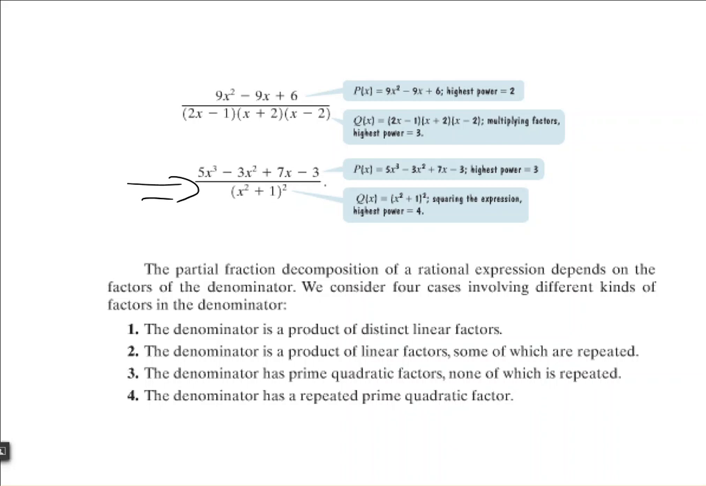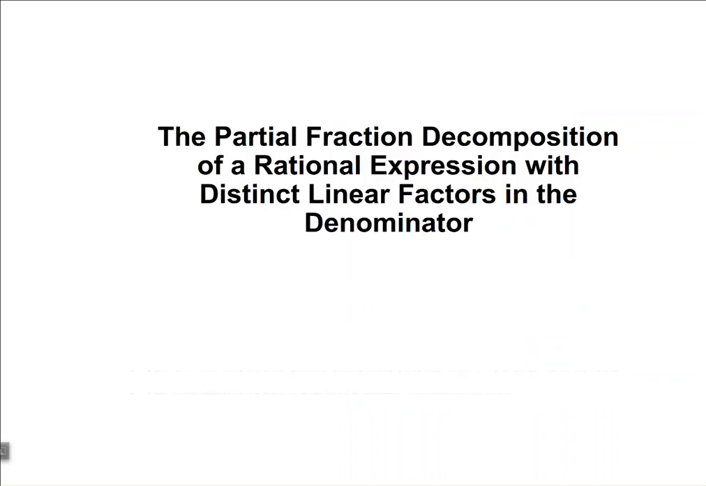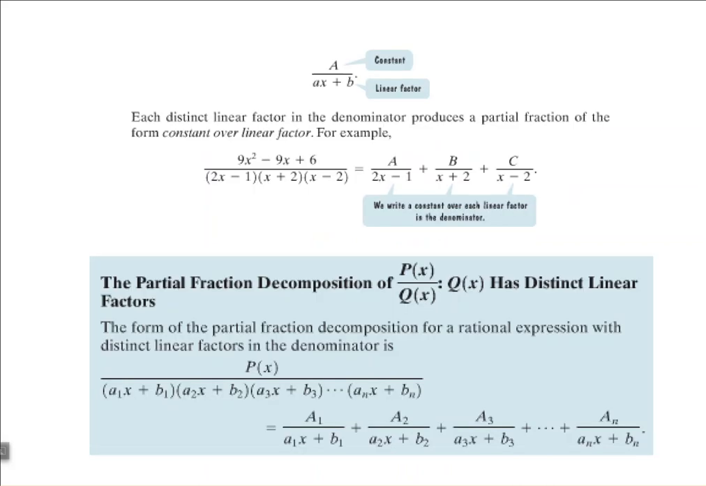So you may want to jot down that information there. The first type that we are going to look at in this particular video is the distinct linear factors in our denominator. Again, that means that the factors in our denominator are all different and they are all linear, which means we don't have any x squares in our denominator.